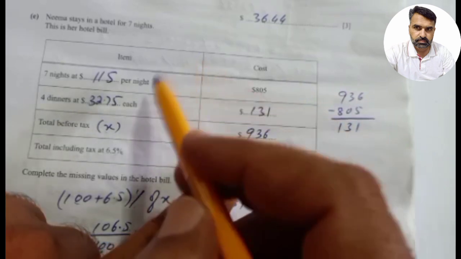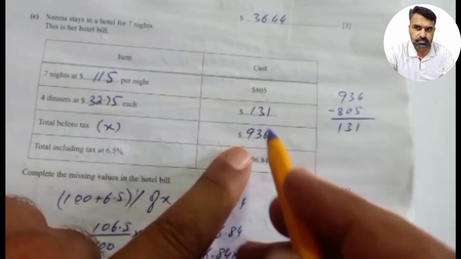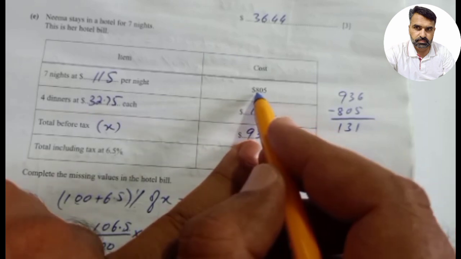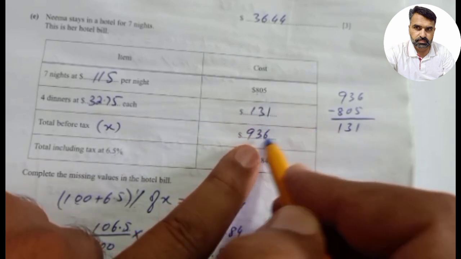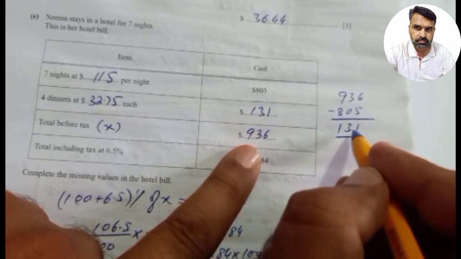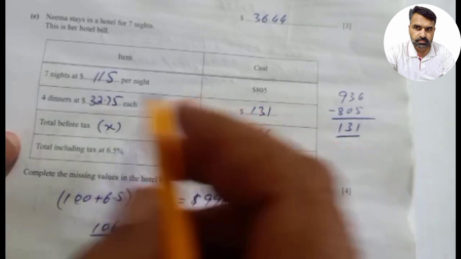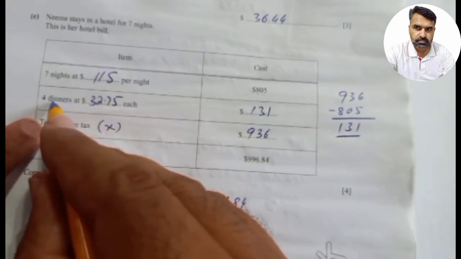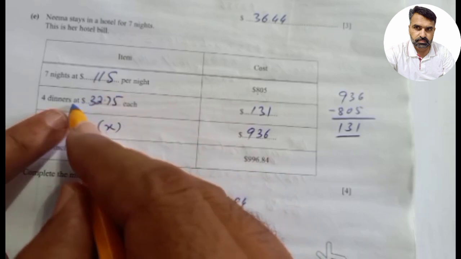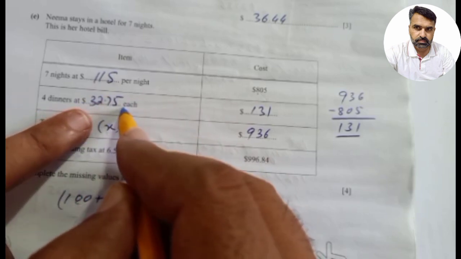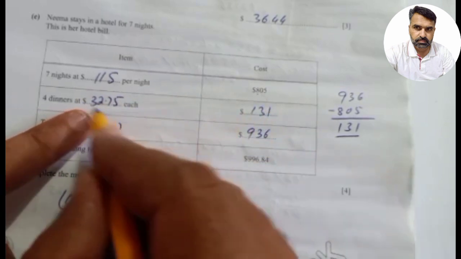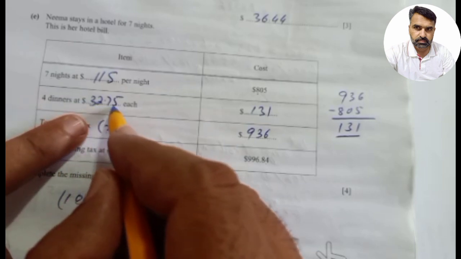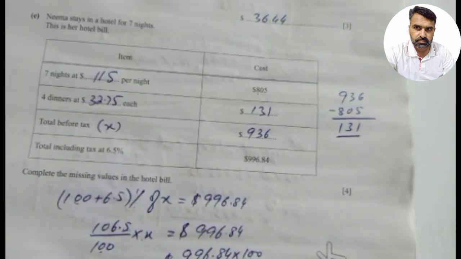Now students, we will find the cost of 4 dinners as total cost of stay and dinner is 936. So we will subtract 805 from 936 to get 131, and as there are 4 dinners, we will divide 131 by 4, because we have to find the cost of each in dollars. So 131 will be divided by 4 to get 32.75, and it is the answer to the question.